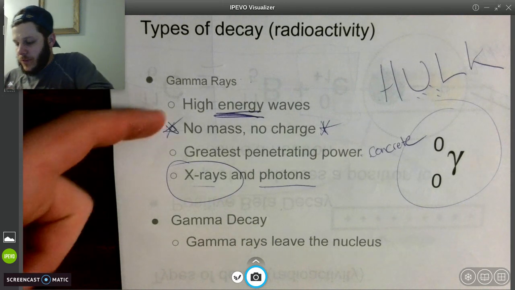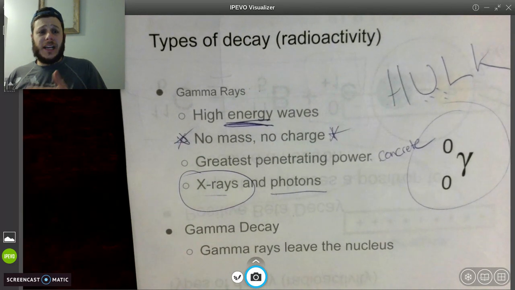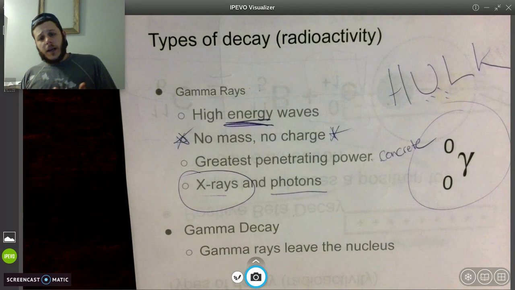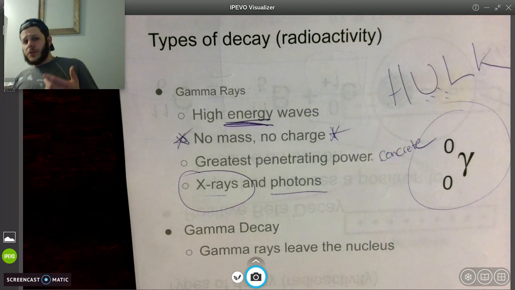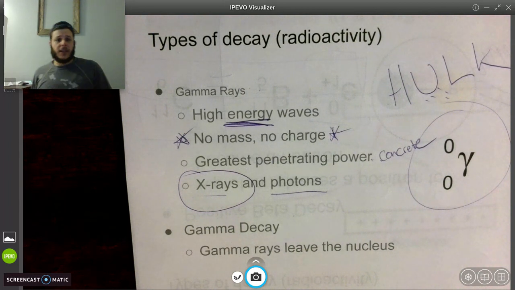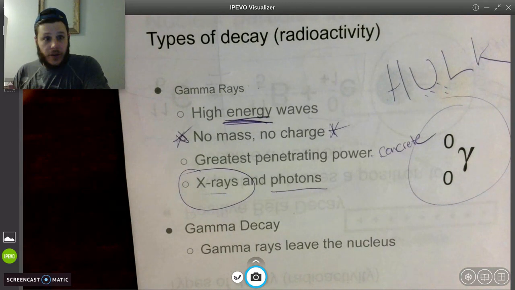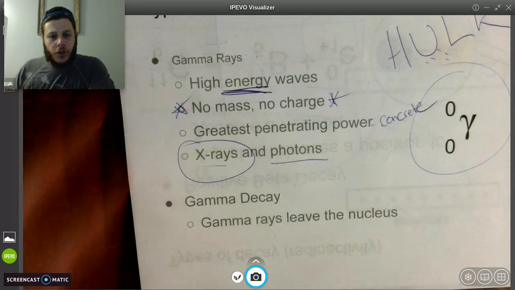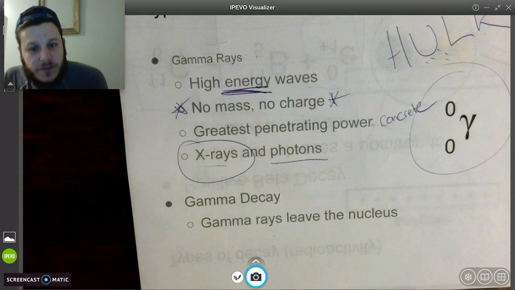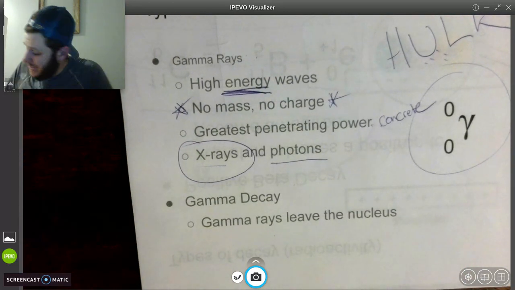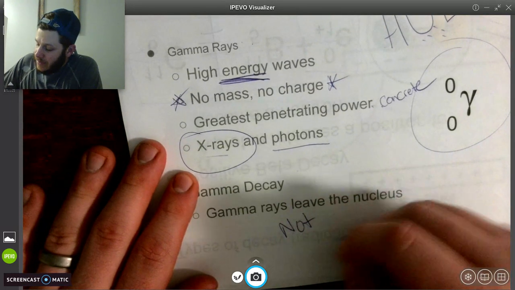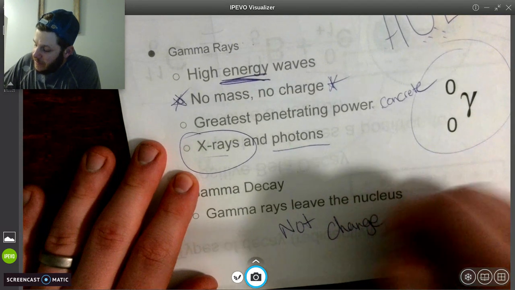Now, the fact that it also is high energy, that's where you start talking about mutations in your cells, in your DNA, in your body, and that makes it more detrimental, right? It makes it the scariest. Okay, so the good news is gamma rays leave the nucleus, and it does not change the element.